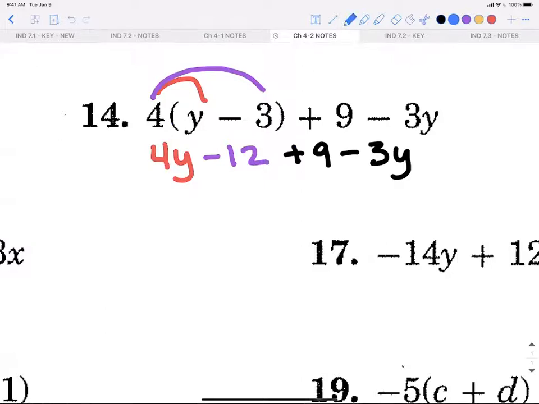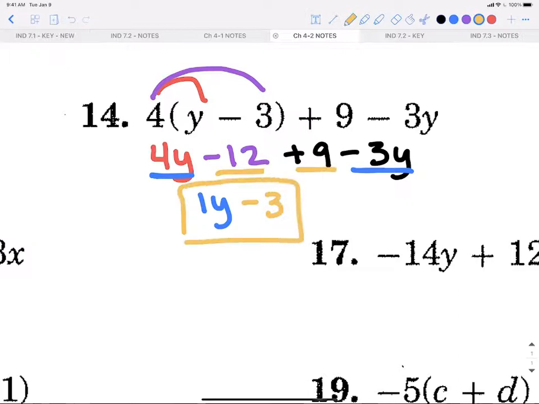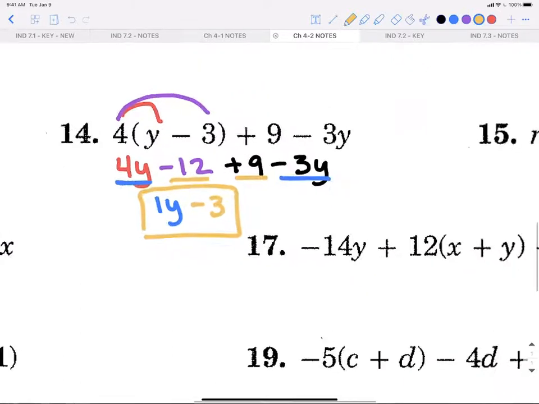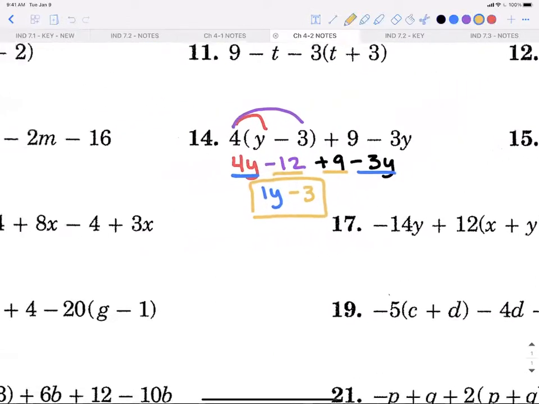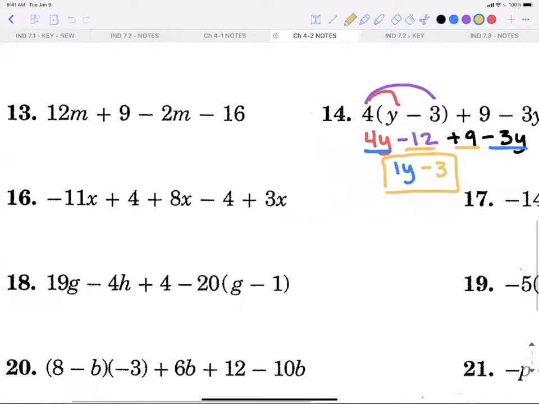Now I'm ready to find like terms and combine them. Well, I've got 4y and negative 3y. What's 4 minus 3? 1, so 1y, okay? Now I'm going to combine my constants. I've got negative 12 and positive 9, which is what? Negative 3. Can I combine these two? Nope. So there's my final answer. So distribute, combine like terms. Those are the 2 steps that you're going to need for this. And again, you do not have to write this example in your notes. I just want to do one here.